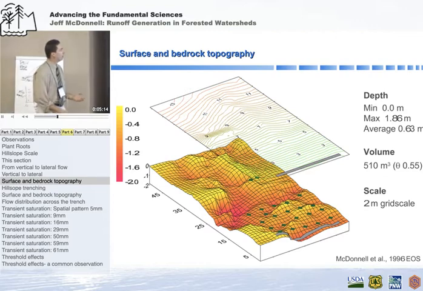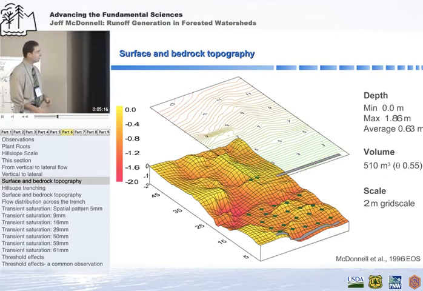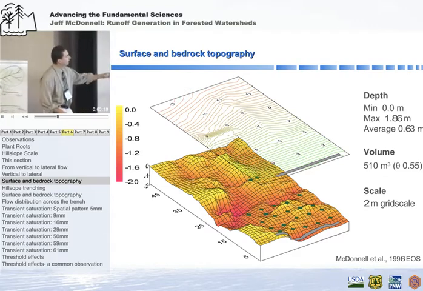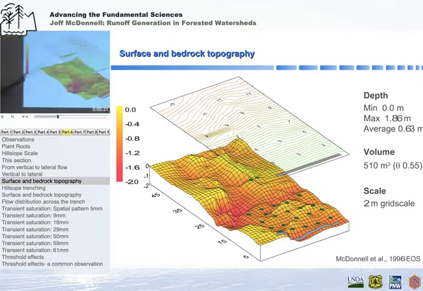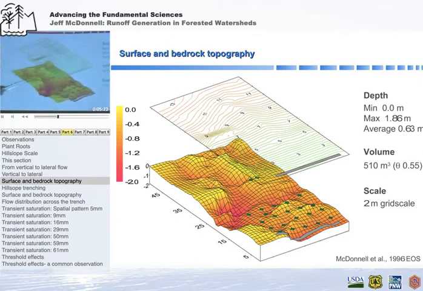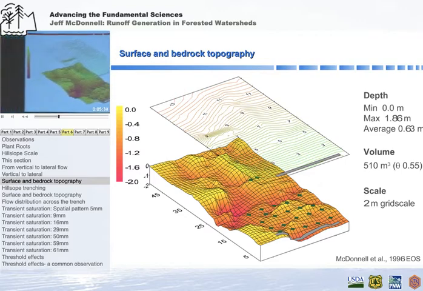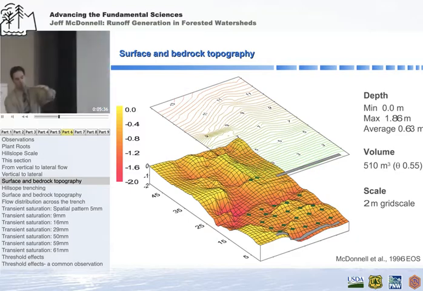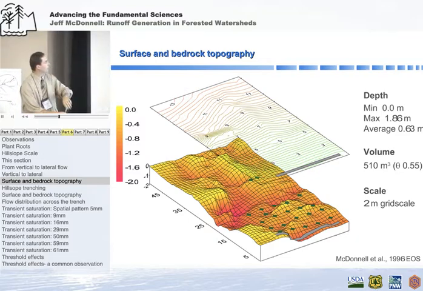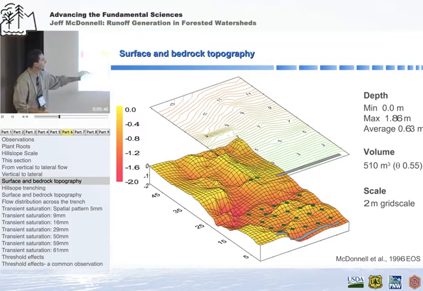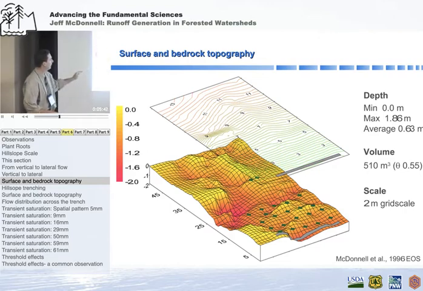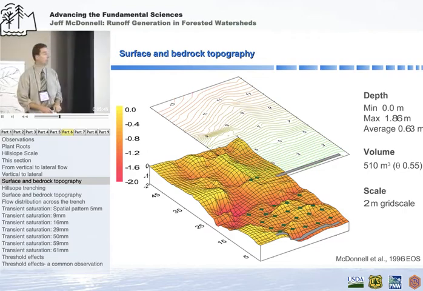So let's take an example. Here's a hill slope. This one's in the southern Piedmont. Here's the soil surface. You can see it's fairly planar, but there's a hint of a depression here. And this is the bedrock surface. This is, on average, 0.63 meters, so pretty thin soil, but there are deeper pockets of almost 2 meters and some really thin areas where the bedrock is just exposed at the surface.